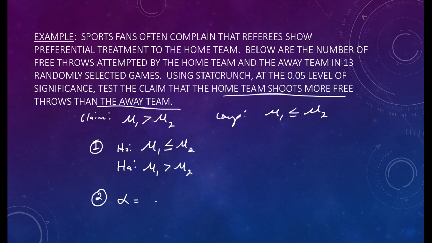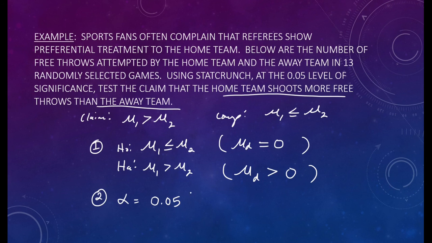Step 2, alpha is equal to 0.05. And just a reminder, in the textbook and on StatCrunch, the notation is slightly different. For the first one, they'll say the mean difference is equal to 0. They always use an equal 0 for the null hypothesis. And for the second one, the textbook will use the mean difference is greater than 0. Okay, so just remember, in the textbook, they have different notation.